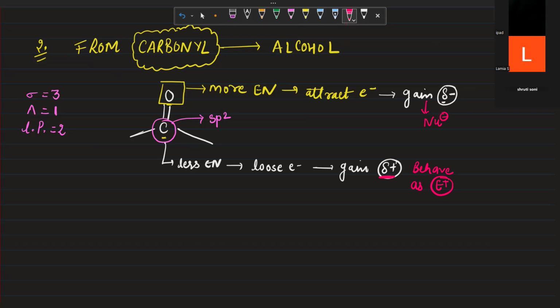Now we start with the reactions, what sort of reaction we can proceed with the carbonyl. From carbonyl, there are two types of reactions. The first is with Grignard reagent, and the other is with the use of reducing agents. So from carbonyl, we will discuss two types of reactions.